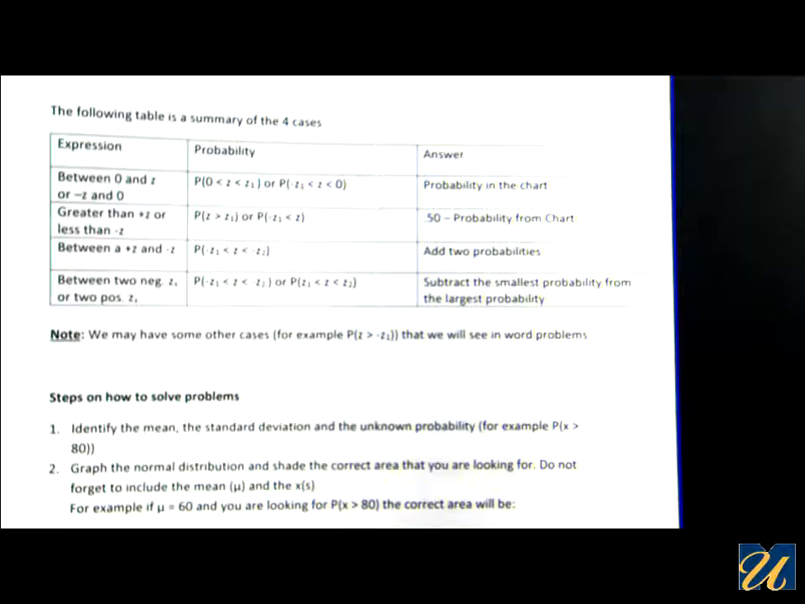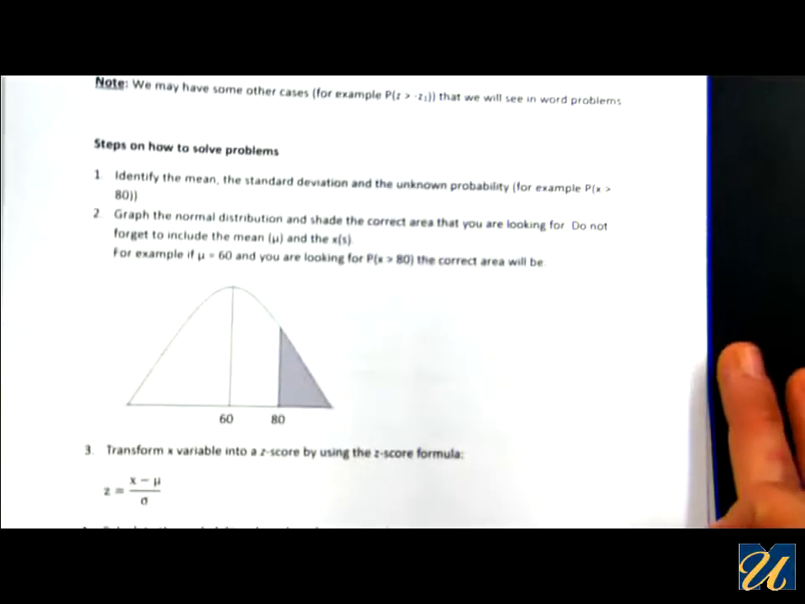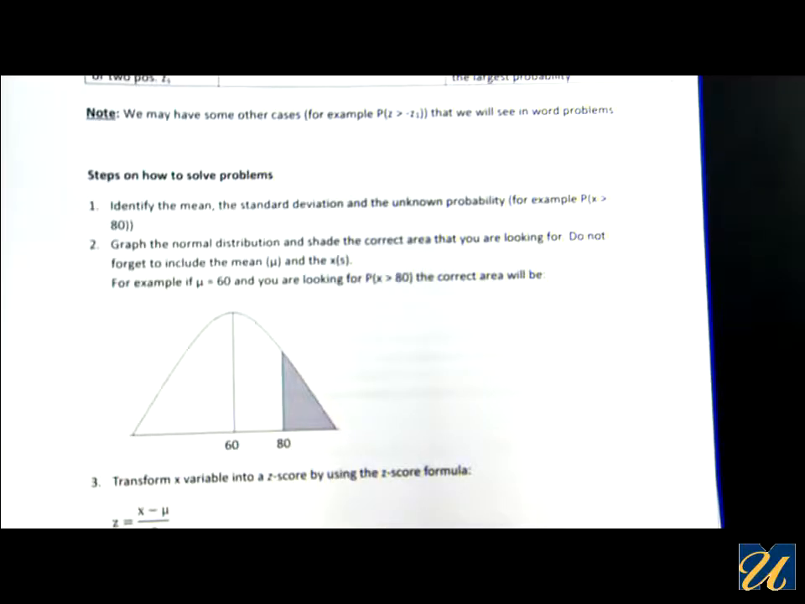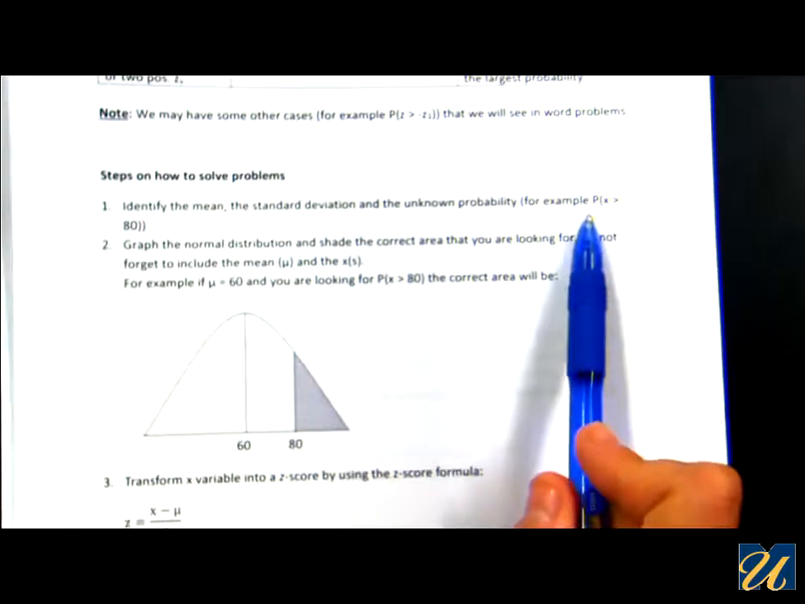Now, the following table is a summary of the 4 cases. This is really, really good to have whenever you do the problems. A very quick reference. And let's now look at the steps when we have a normal distribution and we want to turn it into a standard normal distribution in order to be able to use the table that we have for the probabilities. So the first step we need to do is we identify the mean, the standard deviation, and the probability that we are looking for.